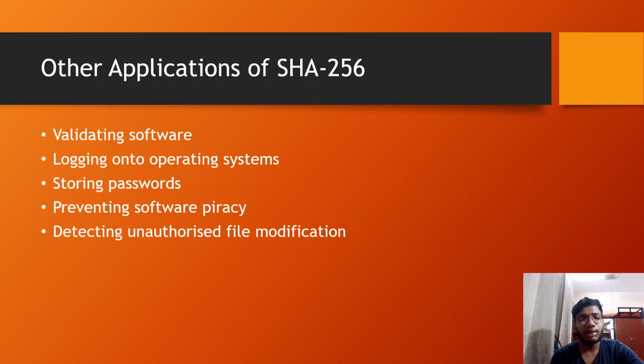SHA-256 is commonly used in validating software that is downloaded from websites. It is also used in logging onto various operating systems such as Unix, and is also applied by companies when storing their users' passwords. When a user enters a password, the password usually runs through a hash algorithm, and the output hash value is compared to the company's user database. SHA-256 is also used in preventing software piracy and detecting unauthorized file modification such as web page defacement, signing database key, system file modification, virus signature update, and so on.